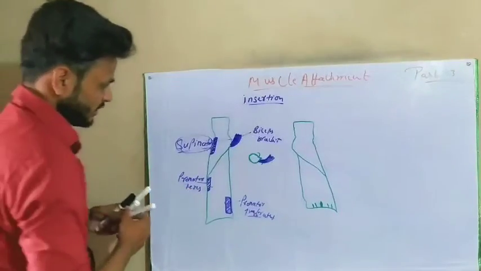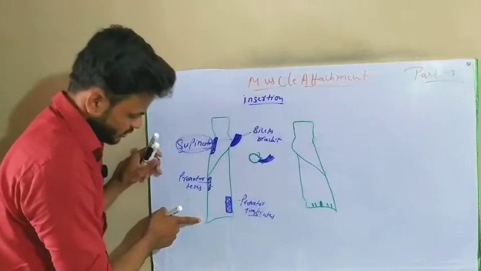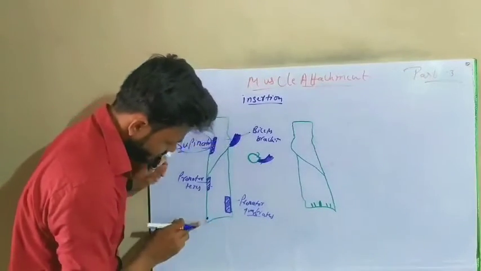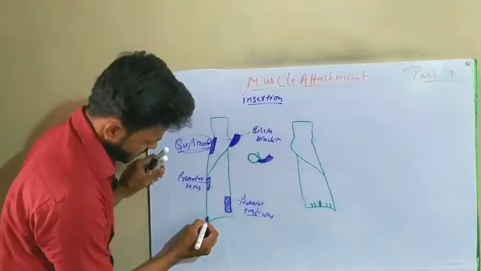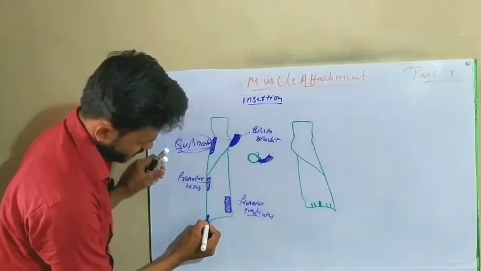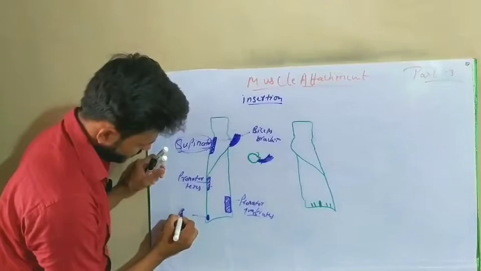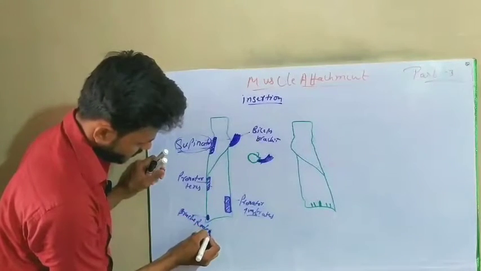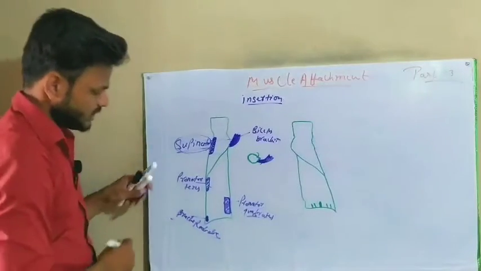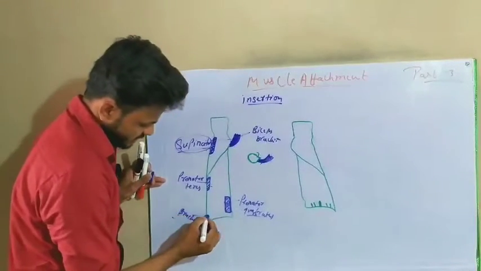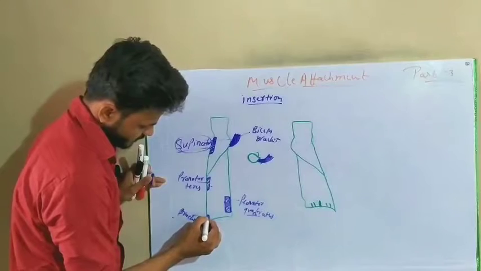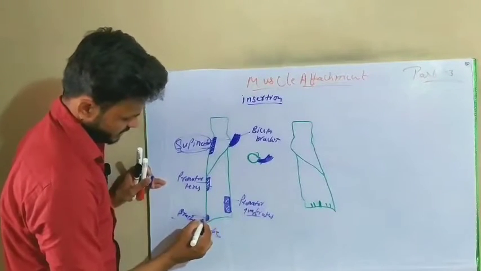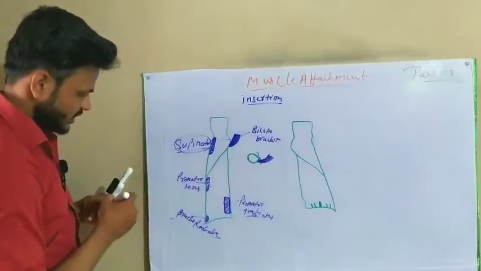And now our last muscle, which is inserted just above the radial tuberosity, just above the stellate process, is called brachioradialis. Brachioradialis is inserted just above the lower end, just above the stellate process.